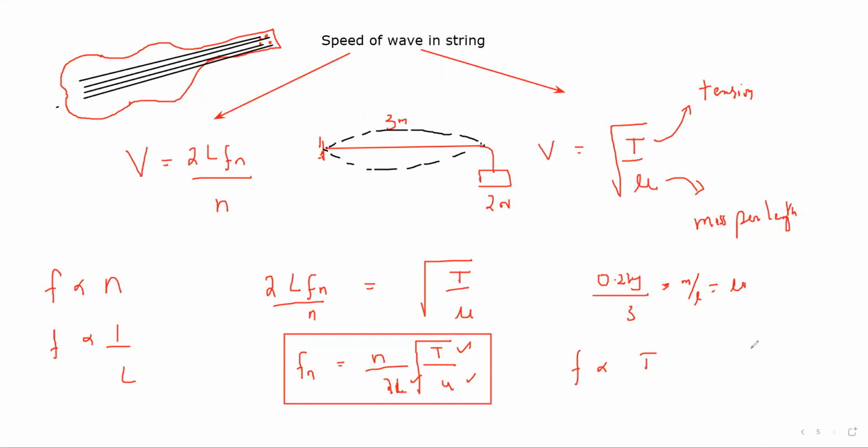And it is inversely proportional to mass per unit length. If we use a thinner wire, it will produce a higher frequency as compared to a thicker wire, because a thicker wire means more mass per unit length as compared to thinner wires. So this is a formula which relates the frequency of vibration of a string with the tension, the mass per unit length, which is denoted by mu, the length of the wire and the number of loops.